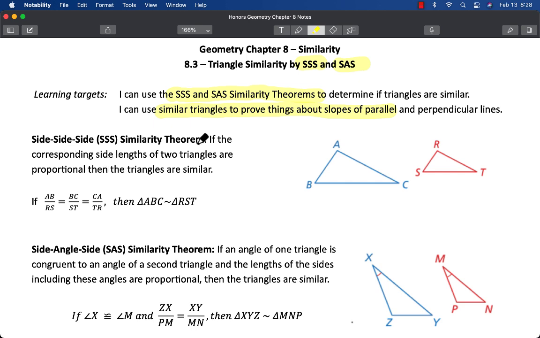The side, side, side similarity theorem says if corresponding side lengths of two triangles are proportional, then the triangles are similar. On the right hand side, we've got two triangles, ABC and RST. If AB over RS is a ratio, and that ratio is equal to BC over ST, and that ratio is equal to CA over RT, then we say that these two triangles are similar to each other. All three corresponding sides are proportional.